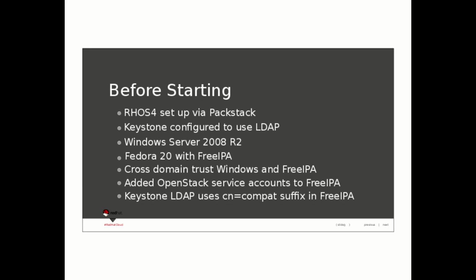I have set up another VM with Windows Server 2008 R2. I have another VM with Fedora 20 with FreeIPA. I have set up cross-domain trust between Windows and FreeIPA. I have moved all the OpenStack service accounts to FreeIPA. And I have set up Keystone LDAP to use the C=compat suffix in FreeIPA.